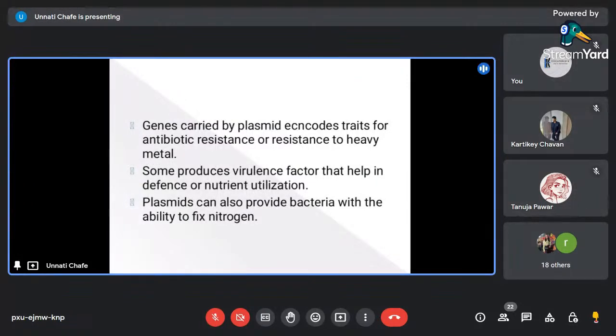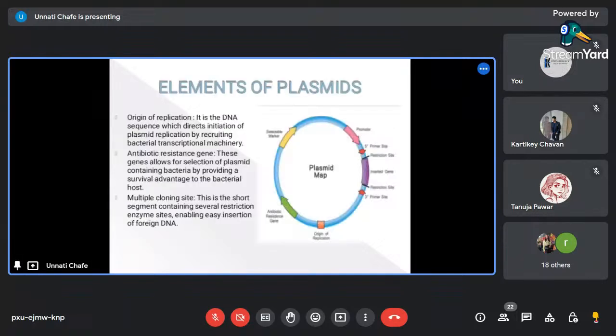Genes carried by plasmids encode traits for antibiotic resistance or resistance to heavy metals. Some produce virulence factors that help in defense or nutrient utilization. Plasmids can also give bacteria the ability to fix nitrogen.